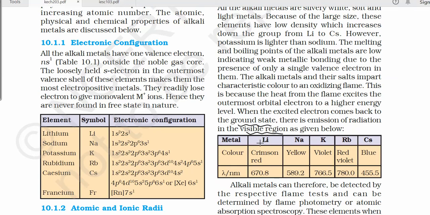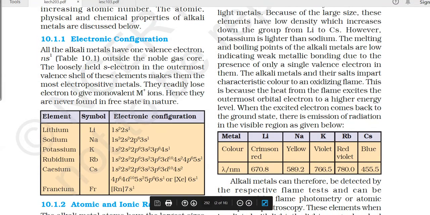If lithium is heated, it will burn with a crimson red flame, while sodium will burn with a yellow flame, and potassium will burn with a violet flame. A red violet flame will be there for rubidium, and cesium will burn with a blue flame. So these are the characteristic flames which are produced by the different salts of the alkali metals.